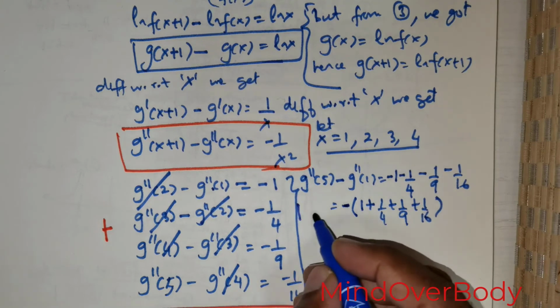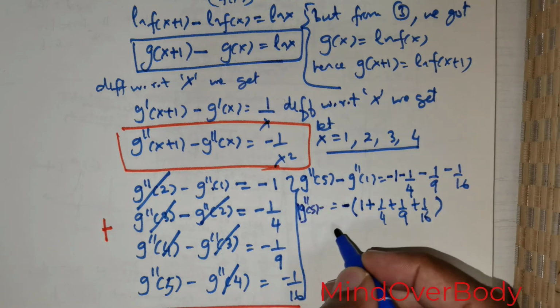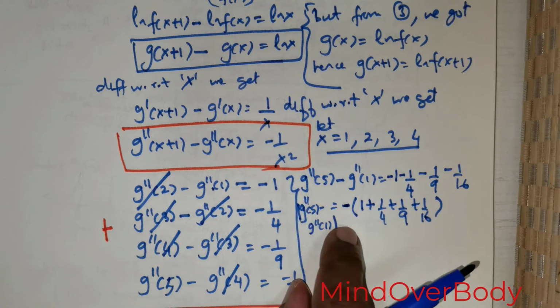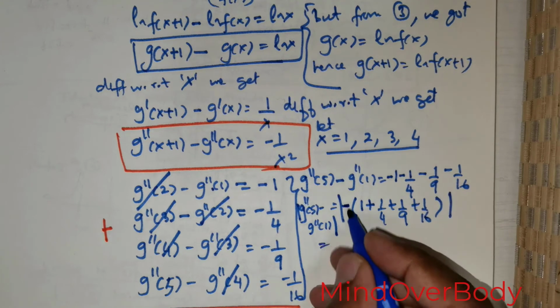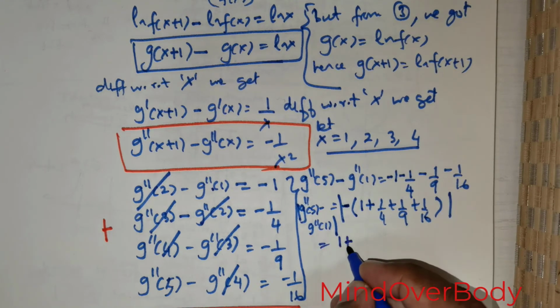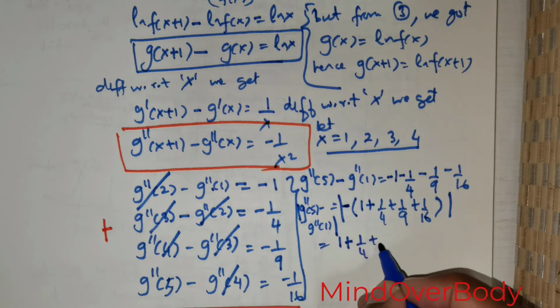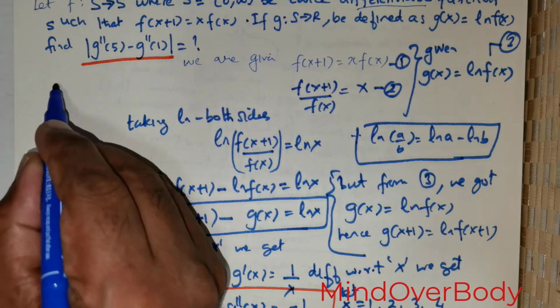So if I were to take the modulus, it's going to be mod of g double dash of 5 negative g double dash of 1. So modulus of this means this negative sign would be dropped, and all we need to do is to take the sum of 1, positive 1 over 4, positive 1 over 9, positive 1 over 16 over here.